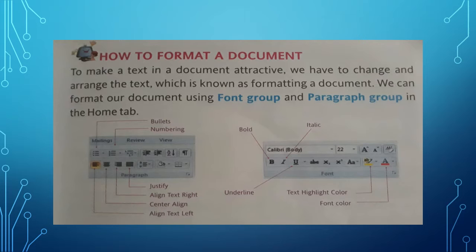Now we see how to format a document. To format a document means we are going to make our text in a document attractive, and for making it attractive we need to make some changes. Like, we want to arrange the text, add some colors, and change the style. That means we are formatting the document. So changing and arranging the text is known as formatting our document.